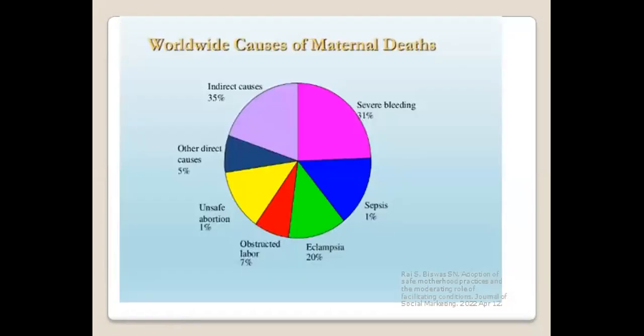The worldwide causes of maternal mortality include severe bleeding, which is 30%, sepsis 1%, eclampsia 20%, obstructed labor 7%, unsafe abortion 1%, other direct causes 5%, and indirect causes 35%. The most common cause is bleeding, which is postpartum hemorrhage, and then comes eclampsia, sepsis, obstructed labor, or unsafe abortion.